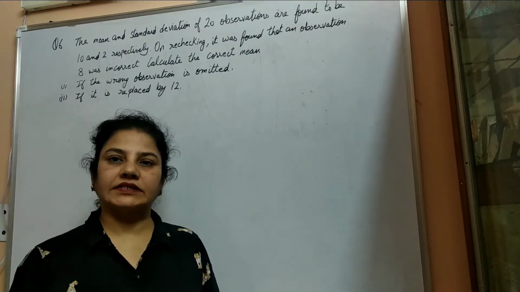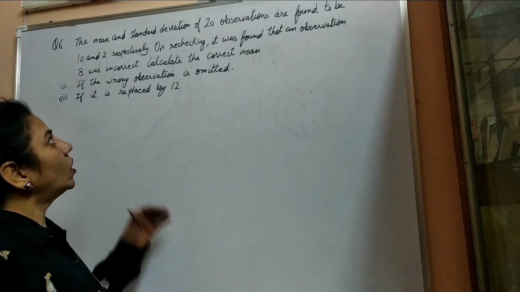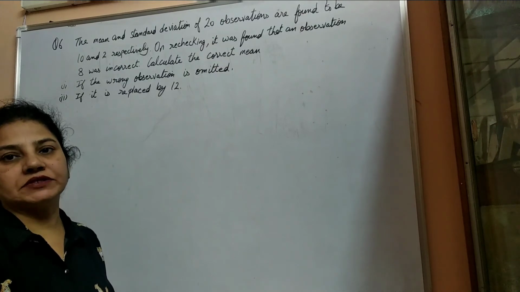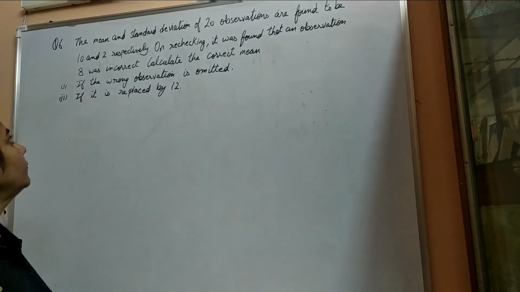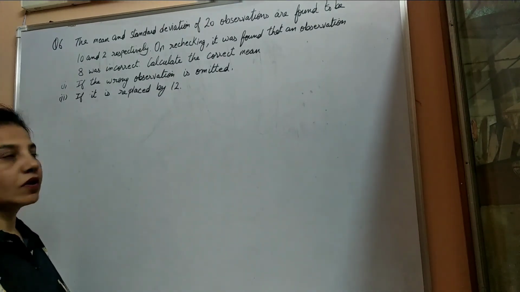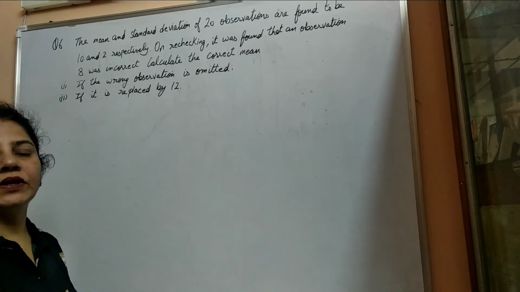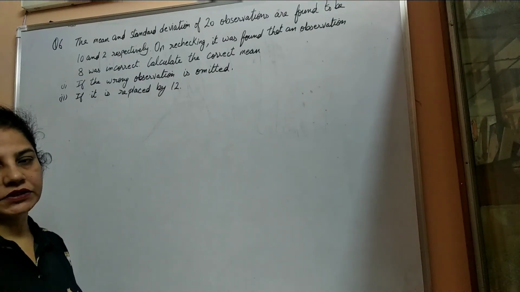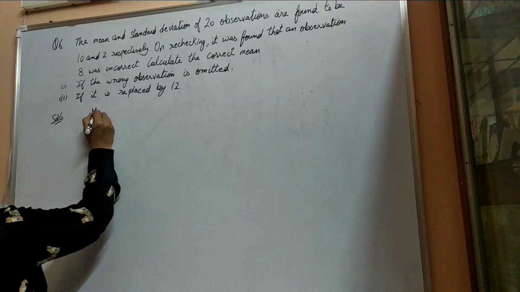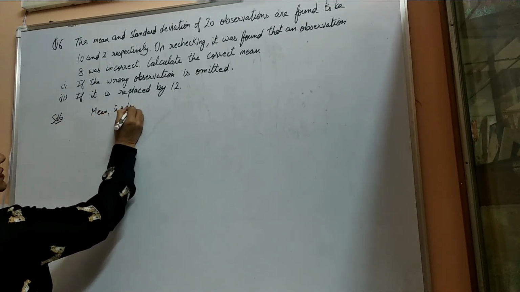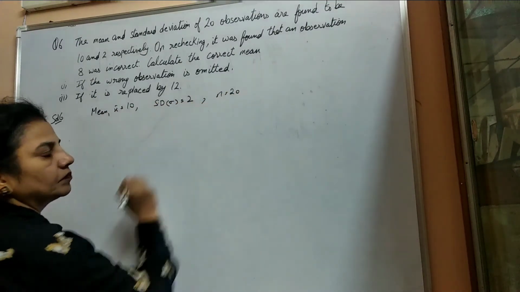The mean and standard deviation of 20 observations are given as 10 and 2 respectively. On rechecking, it was found that one of the observations is wrong, say that is 8, and you have to find the correct mean and standard deviation if the wrong observation is omitted or if it is replaced by 12. First of all, we will calculate the sum of 20 observations. The information given to us is mean x bar is 10, standard deviation is 2 and number of observations are 20.